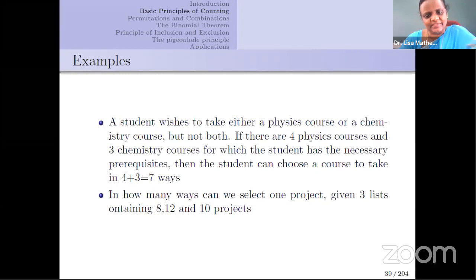Now the second question I can ask is, in how many ways can we select one project given 3 lists containing 8, 12 and 10 projects?